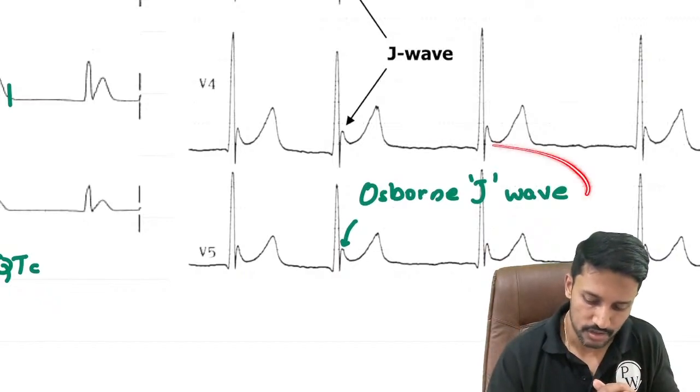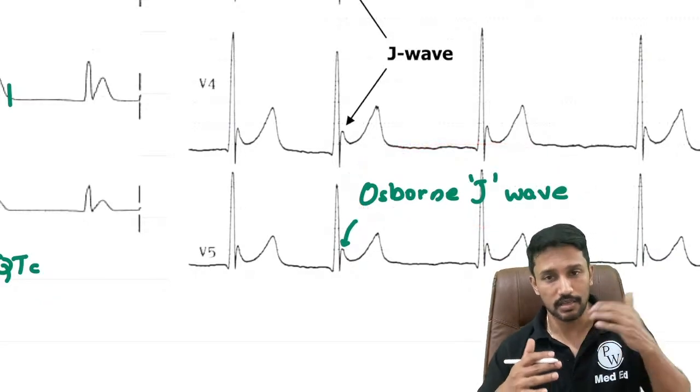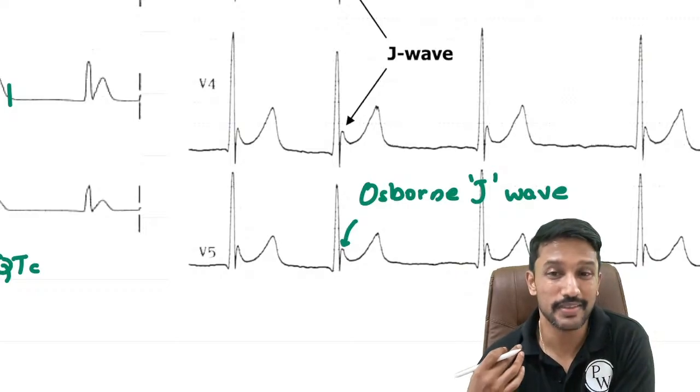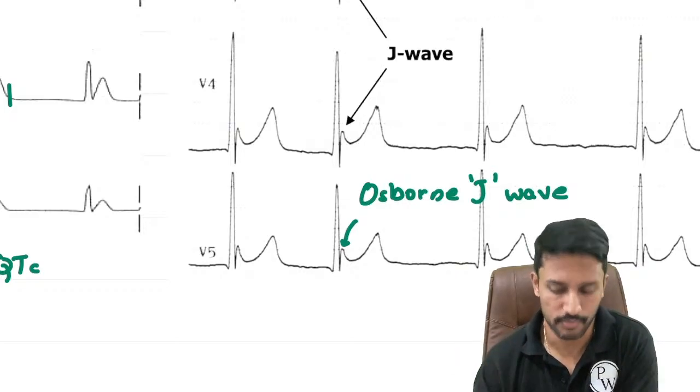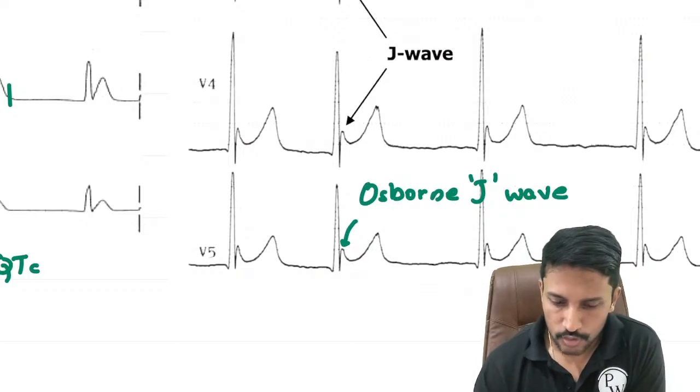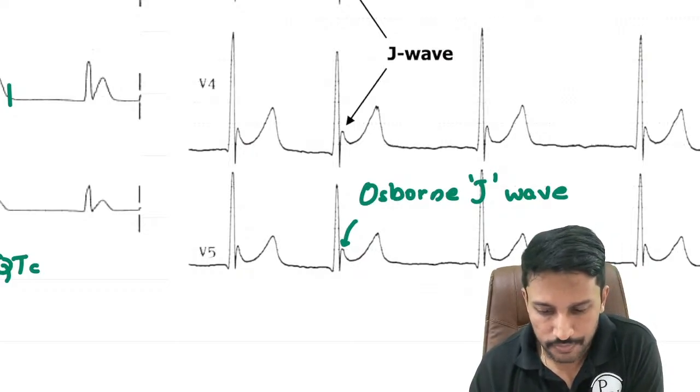In hypercalcemia, Osborn J waves are rarely seen. It is seen in severe hypercalcemia. More commonly, this Osborn J wave is seen in patients with hypothermia. So this ECG is actually of a patient with hypothermia. So therefore, what is Osborn J wave?